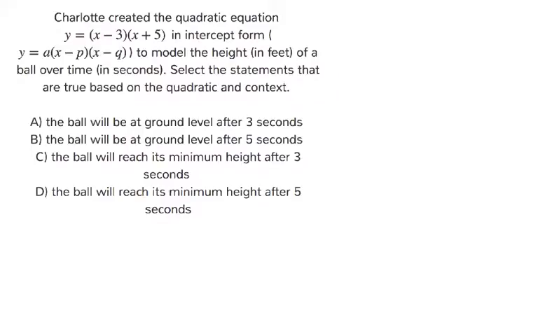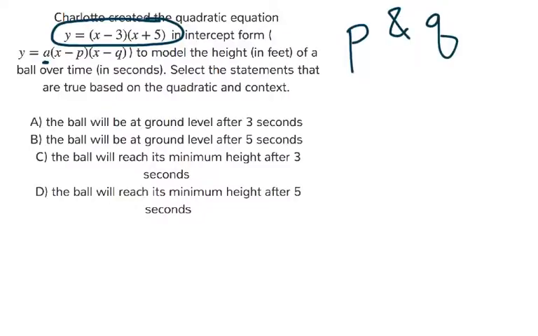All right, in this question, Charlotte created the quadratic equation y equals x minus 3 times x plus 5 in intercept form, which is y equals a times quantity x minus p times quantity x minus q. Now, p and q are your x-intercepts. That's why we call this intercept form. They tell you your x-intercepts of the quadratic.